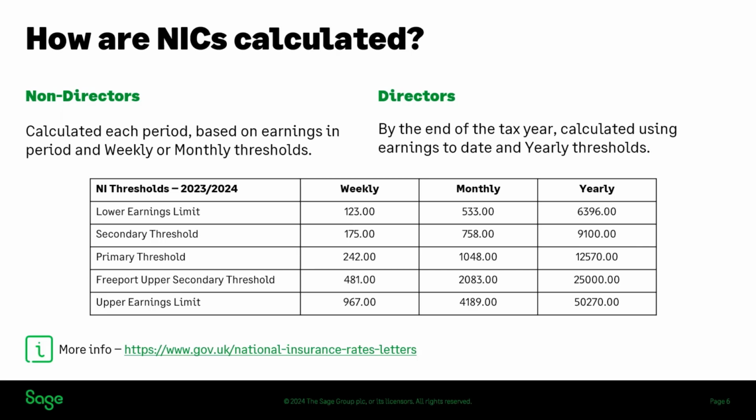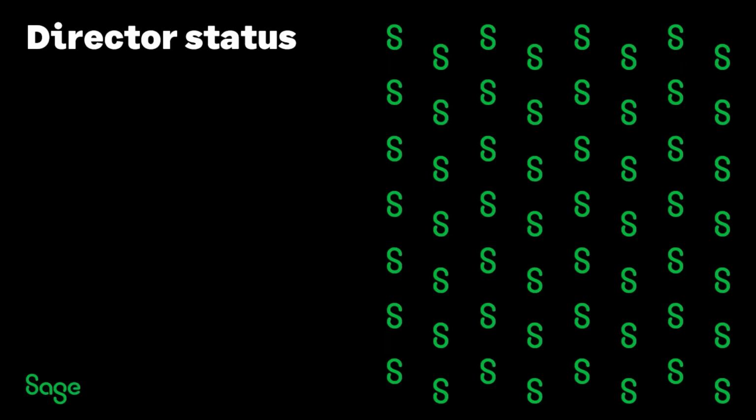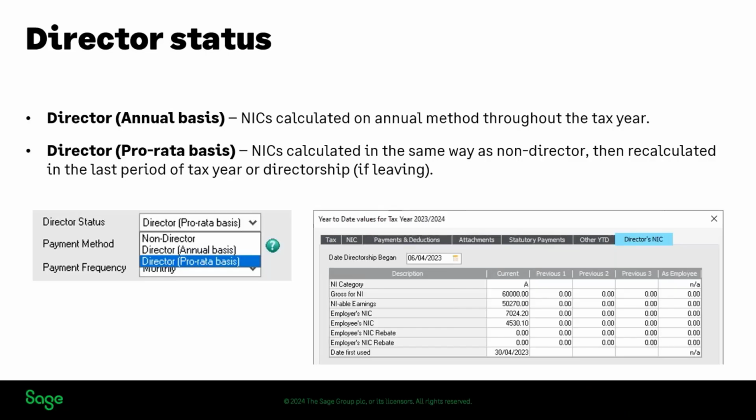So I mentioned for directors that by the end of the tax year, it's calculated using an annual calculation. For some directors, this will happen throughout the tax year if you put them on the annual basis status, or there's another director status where it can be calculated in the same way as a non-director throughout the year and then recalculated at the end of the year. So this is where the director status in Sage 50 Payroll comes into play.